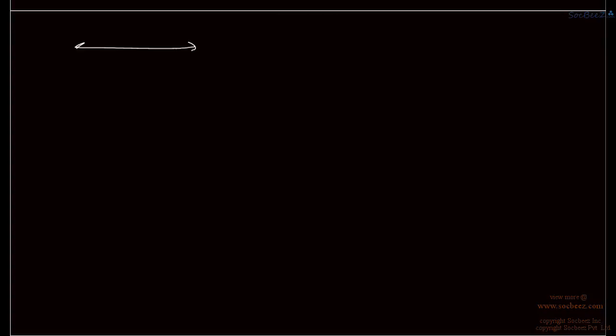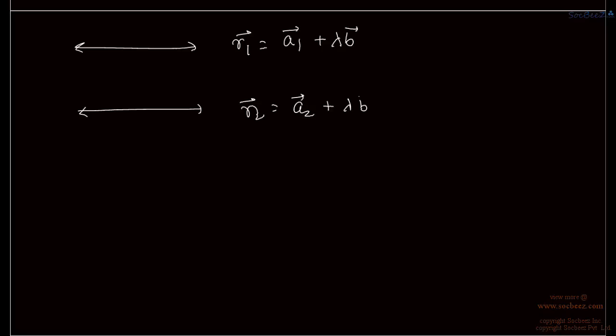Say let us take two parallel lines, whose equations are r1 is equal to a1 plus lambda b and r2 is equal to a2 plus lambda b. B is the same because the direction ratios of these two lines are the same. We have a point, say a1 here and a2 here. Then this vector is a2 minus a1, and the distance between these two lines is d.